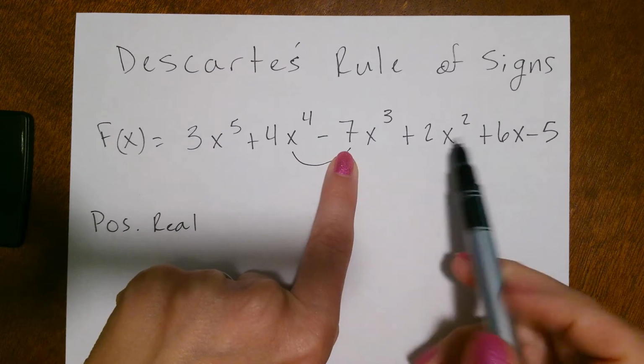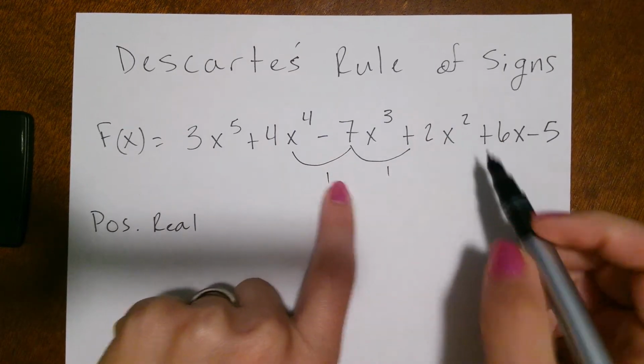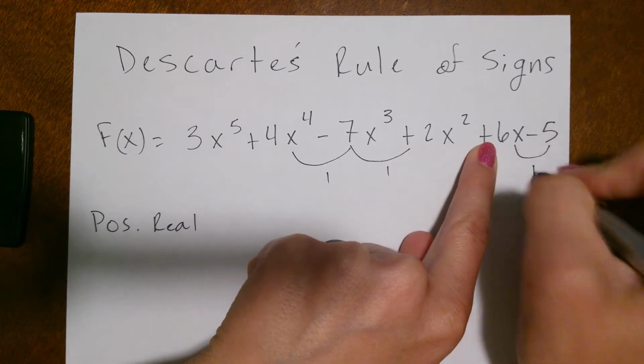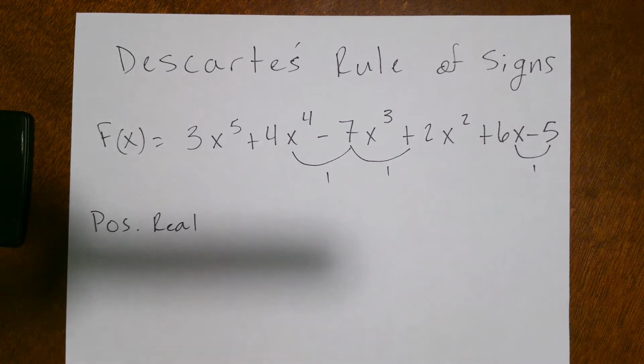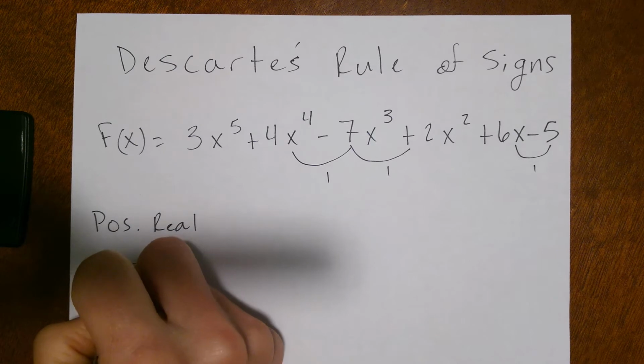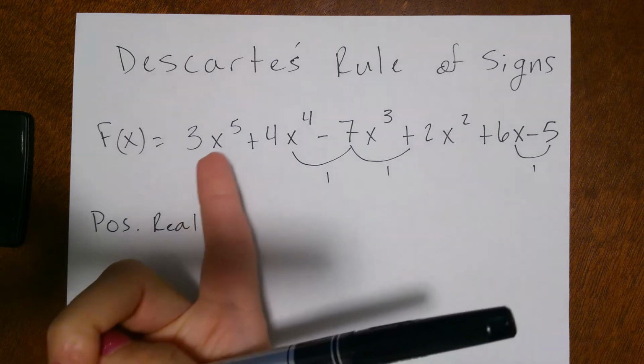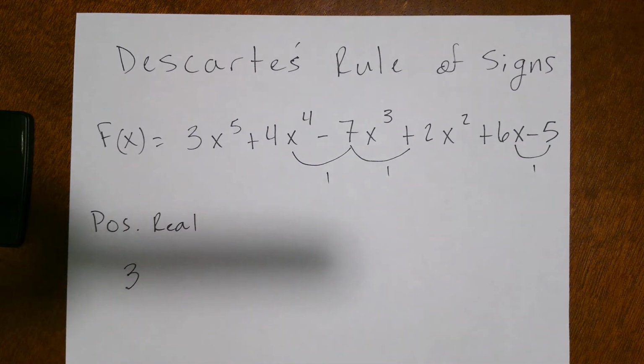And then we go negative to positive. So there's another sign change. Positive to positive, no sign change. Positive to negative, boop, another sign change. So I have a total of 3 sign changes. So I can have a maximum of 3 positive real solutions for this 5th degree polynomial.